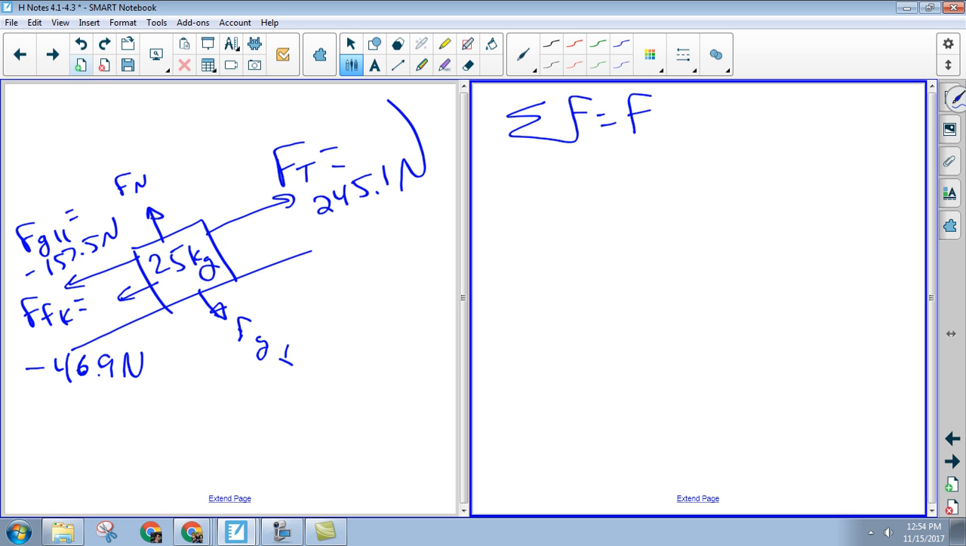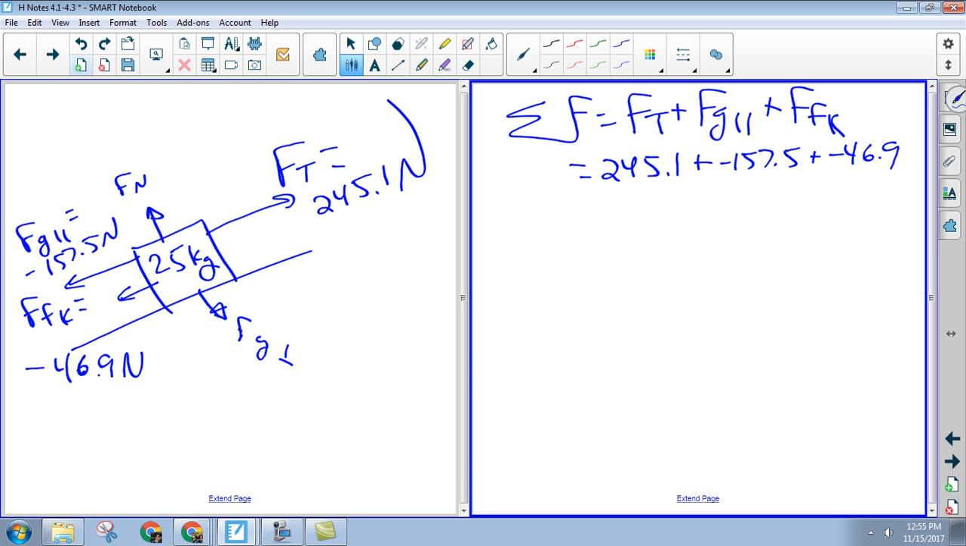Net force is tension plus gravity parallel plus kinetic friction: 245.1 plus negative 157.5 plus negative 46.9. And the net force here for this other box ends up being 40.7 newtons. So you're right, it is a different net force. But it's also a different mass. Good? So watch what happens.